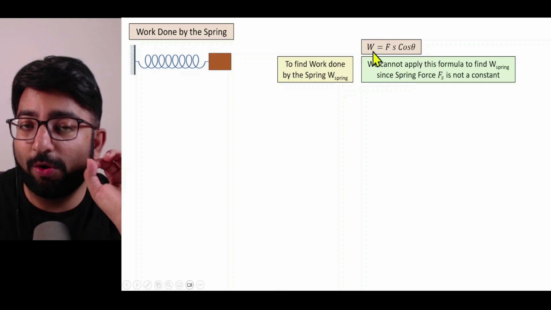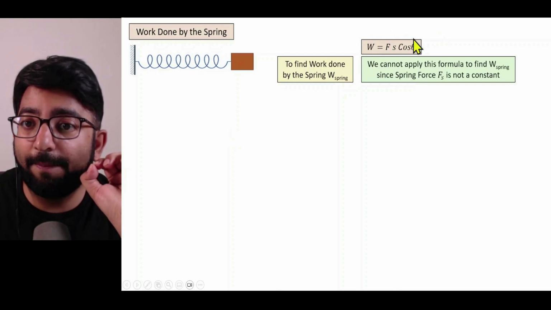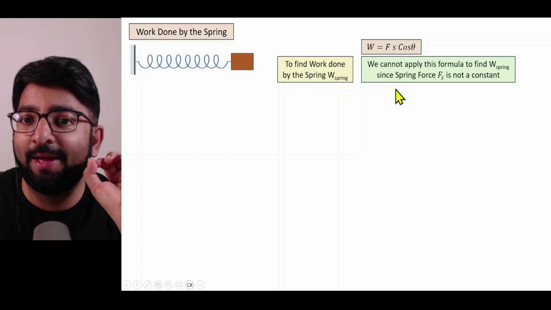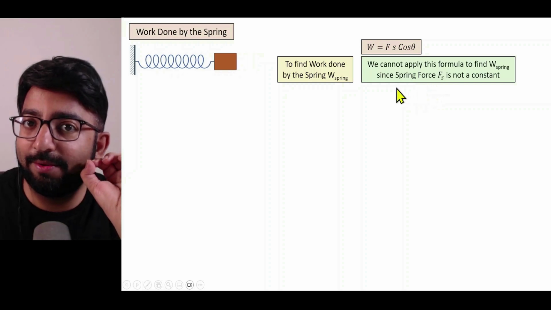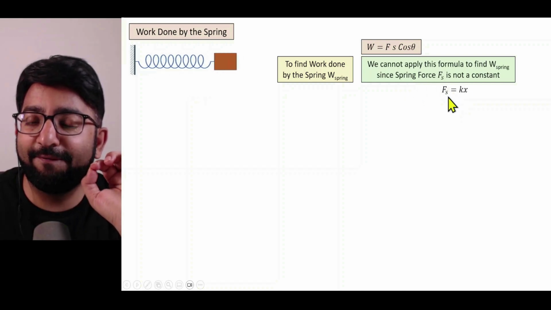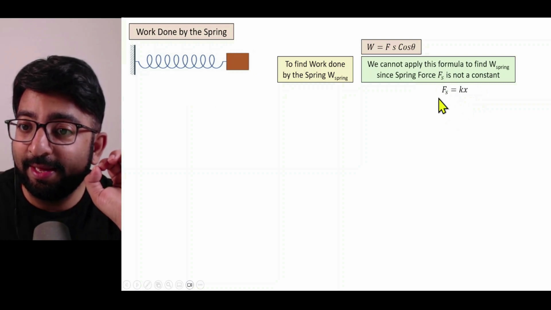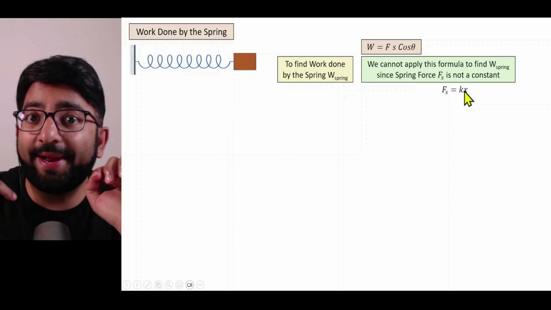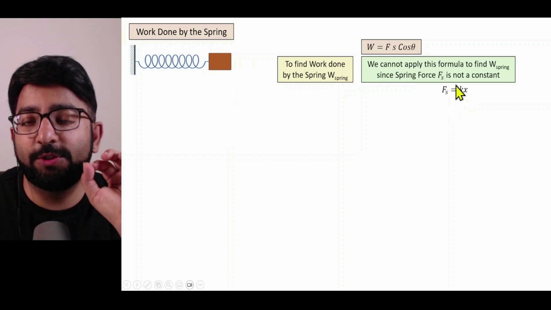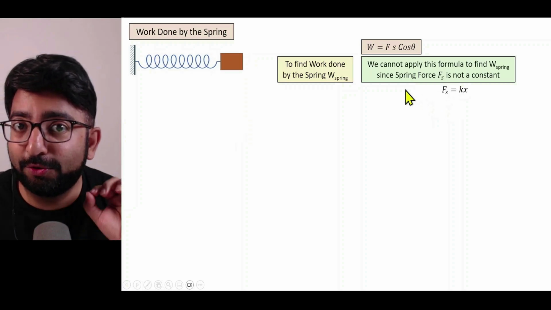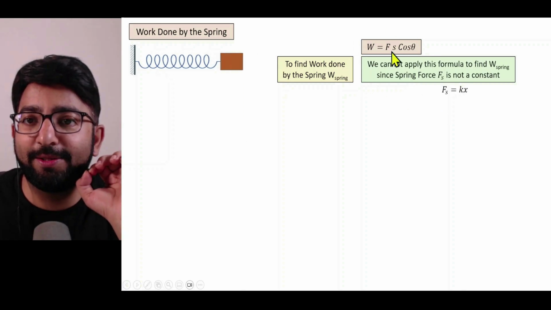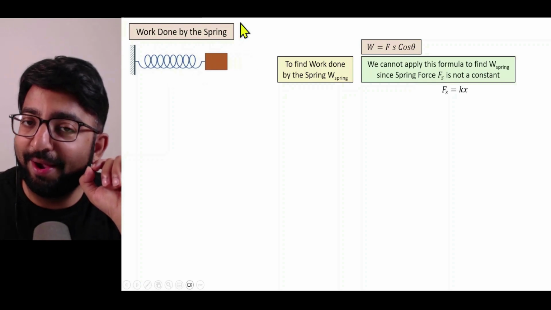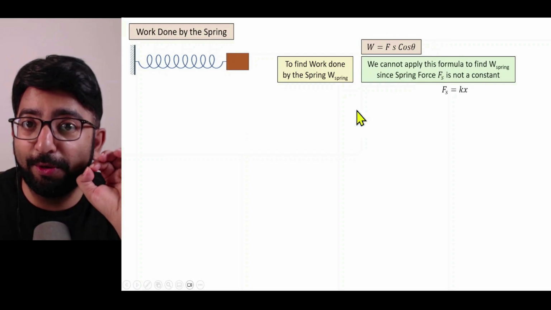So let us try to recall. This formula of Fs cos theta is only applicable if all the parameters involved, like force, displacement, theta, everything, are constant. But in this case, if you remember the spring force formula, which is Hooke's law, Fs is equal to kx. So you can see the value of the spring force depends on x. So the higher the compression or extension in the spring, the more the spring force will be. So clearly the spring force is not constant. Hence, we cannot apply this formula. So if a question asks us to find the total work done by the spring, we cannot apply this formula. So what do we do in that case?